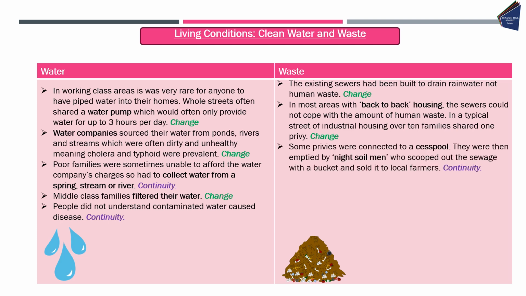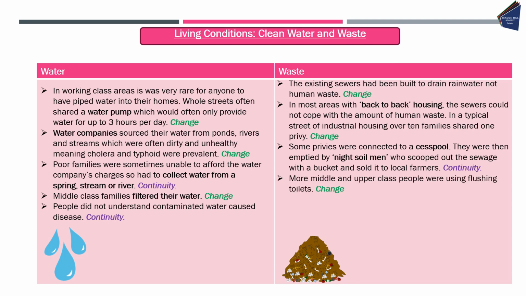Some privies were connected to a cesspool, which is a brick container, usually about 6 feet deep and 4 feet wide. And these were then emptied by night soilmen who scooped out the sewage with a bucket and sold it to local farmers. So we spoke about in early modern Britain the idea of sewage being sold on. So this is the same kind of concept, hence the fact that continuity is on the screen. It would be good to reference the name night soilmen in the exam.